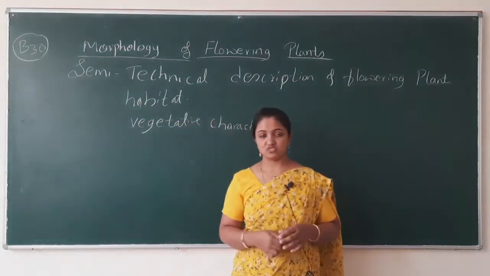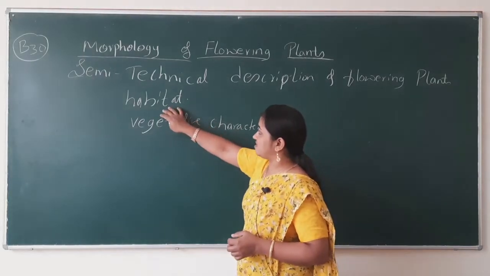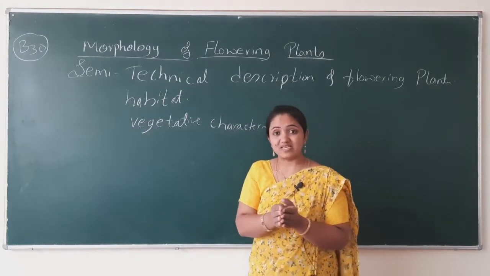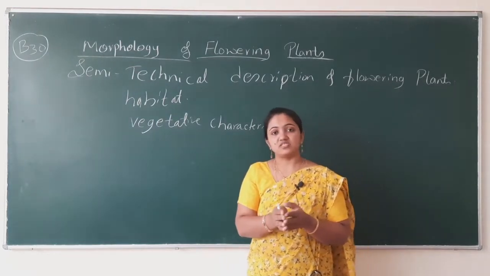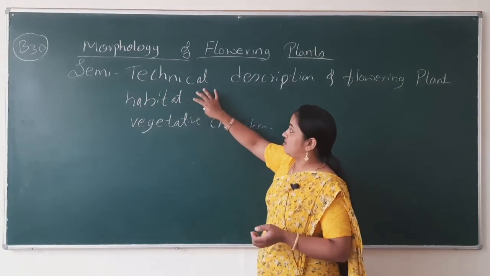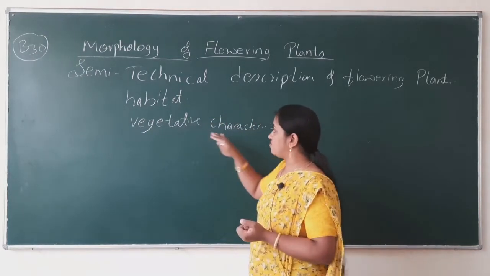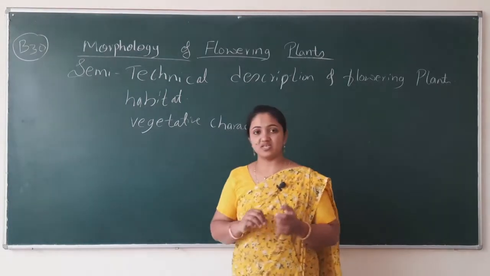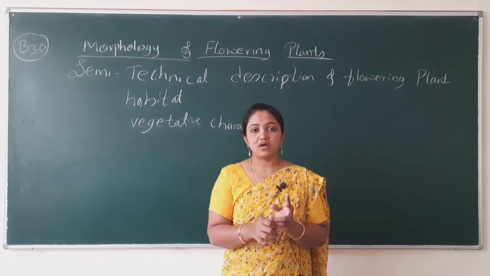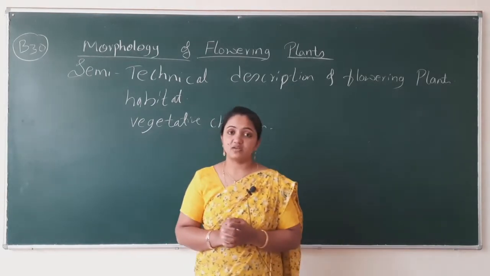In future, if you want to describe any plant, first you write the habitat of the plant. In which condition is it? Either it is in a moist place, or in a terrestrial form, or it is a water plant or hydrophyte. You have to mention that in the habitat. And then what is next? The next is the type of plant, whether it is a climber, herb, shrub or tree. You have to mention that in your semi-technical description.